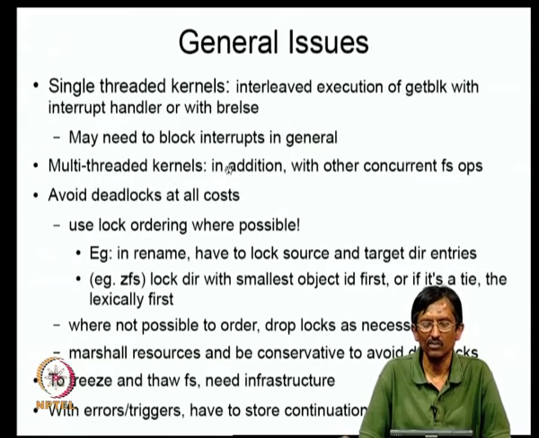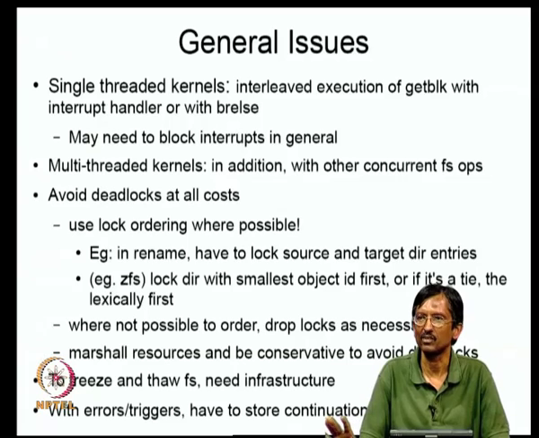In multi-thread kernels, you also have to worry about other concurrent system calls. An important thing is that you have to avoid deadlocks at all costs. If your file system gets deadlocked, you are dead. A critical piece of the kernel infrastructure is dead. That is not possible. That means you have to do what is called deadlock avoidance as much as possible.